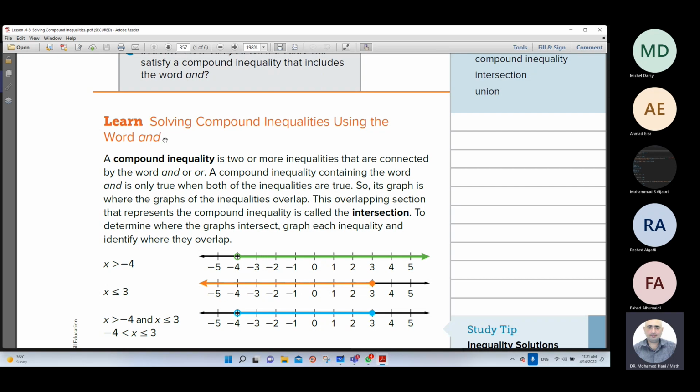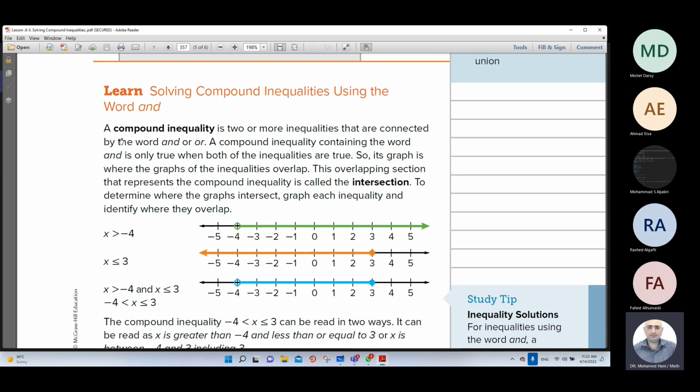What is the meaning of a compound inequality? A compound inequality is two or more inequalities that are connected by the word "and" or "or". A compound inequality containing the word "and" is only true when both of the inequalities are true.